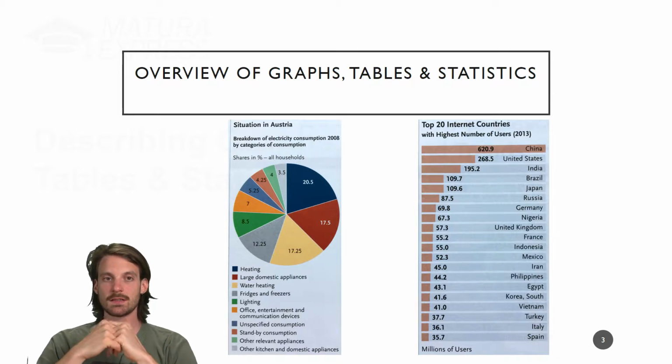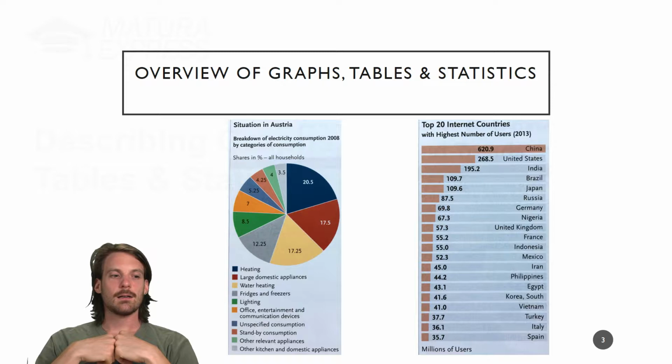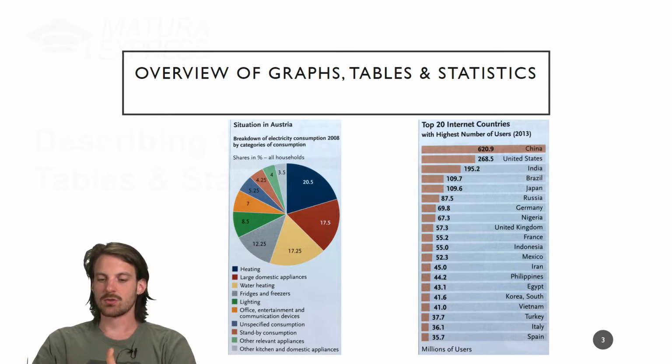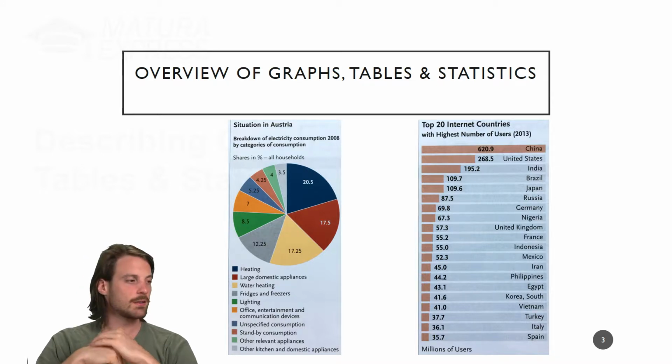In statistics, we use graphs and tables and charts and so on. Statistics use a lot of graphs and tables. I just repeated the same thing I said, but you get what I mean.